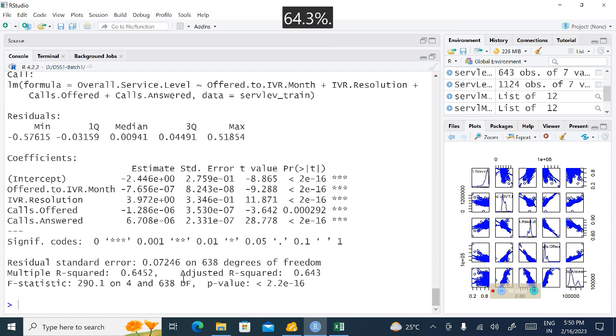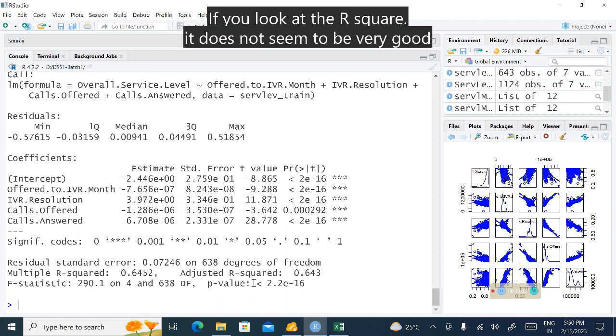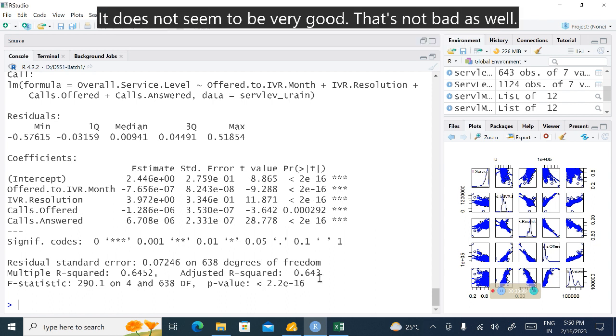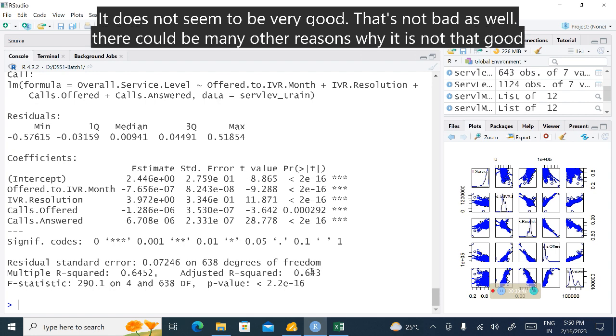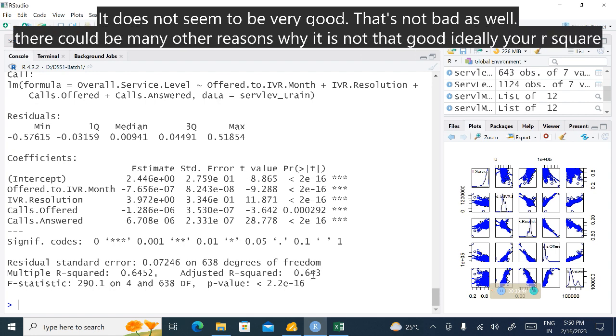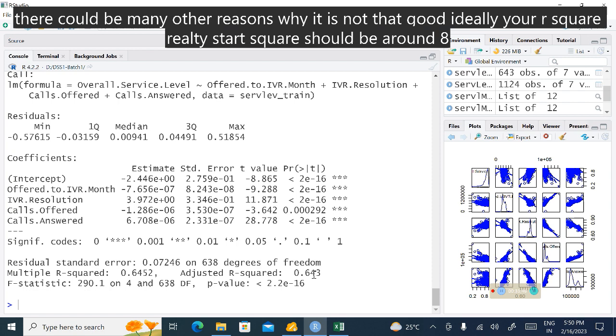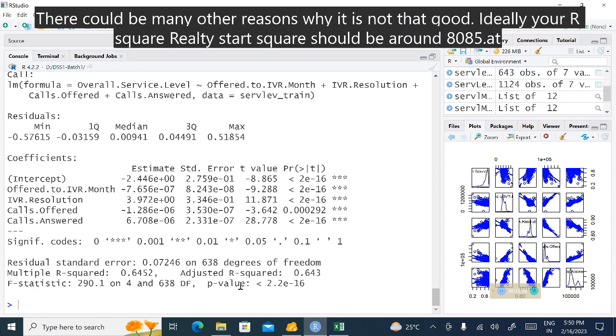Is this a good model? If you look at the R square, it does not seem to be very good, but it's not bad as well. Now there could be many other reasons why it is not that good. Ideally, your R square, adjusted R square, should be around 80-85. But this does not mean that your model is not good.